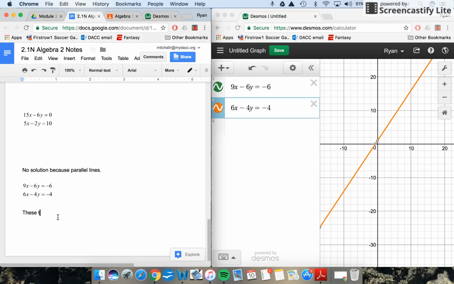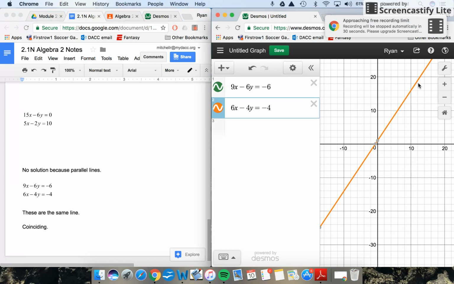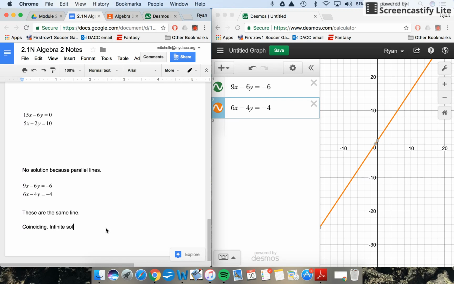I want to make a note. These are the same line. And there's a mathematical term we use for that. We call that coinciding. And what does that mean for our solutions? Well, that means that this line literally intersects at every point. So there are infinite solutions.